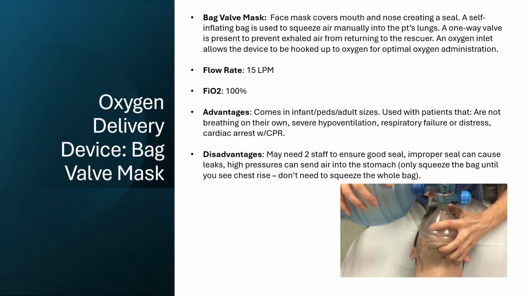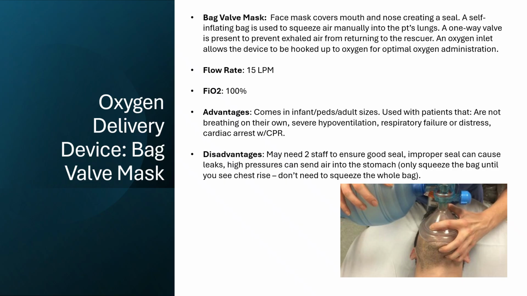The flow rate on the bag valve mask is always 15 liters per minute. I have seen some people do 10, but like, what's the point, you know? 15 is where you should start. It comes in infant, peds, and adult sizes, and it's used with patients who are not breathing on their own, so they're apneic. They've got severe hypoventilation, respiratory failure or distress, or you have a patient that's in cardiac arrest and you're doing some CPR. Severe hypoventilation, that could also be maybe you've sedated somebody, or they come in altered and you don't know why yet. This might be a good option.